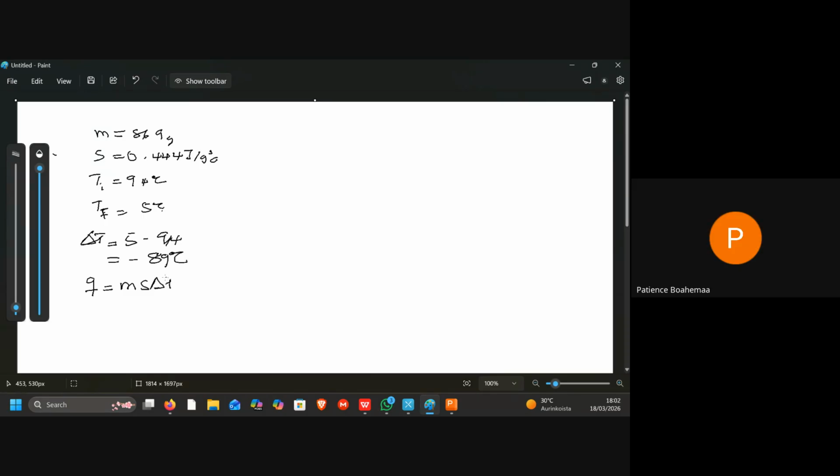Change in time? Not time, it is temperature. Okay, change in temperature. Yes, thank you. The mass is given, and the specific heat is 0.444, and the change in temperature is minus 89 degrees Celsius.